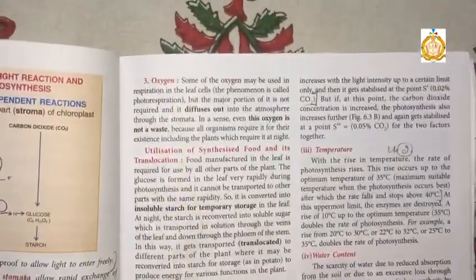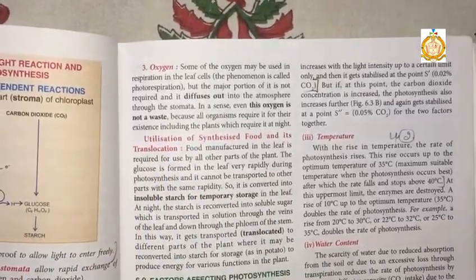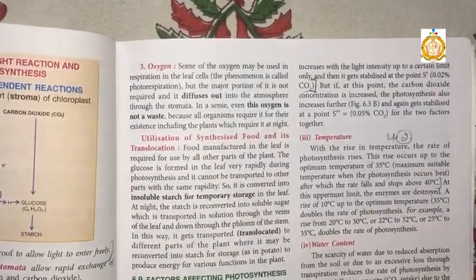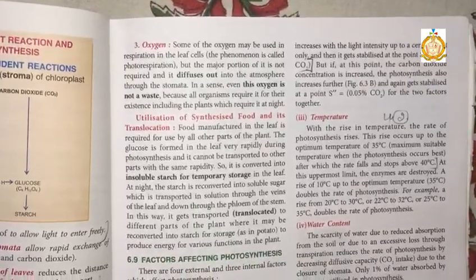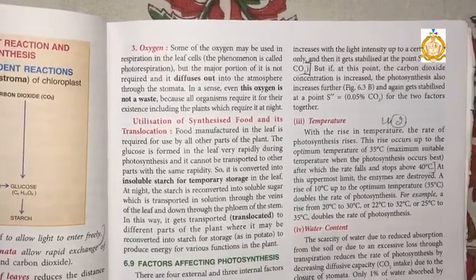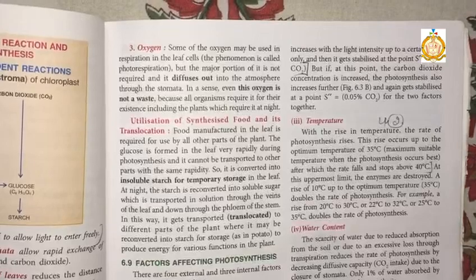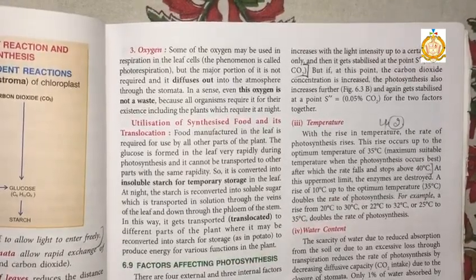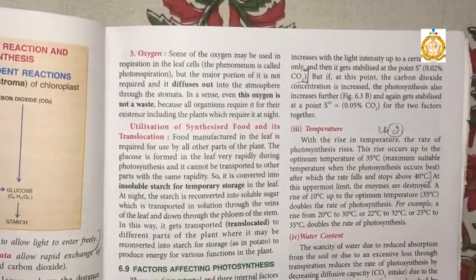Third, oxygen is the product of this process, and that oxygen is needed by all living organisms for respiration. Living organisms take in oxygen and give out carbon dioxide, and that carbon dioxide is again reused by the plants for the photosynthesis process.